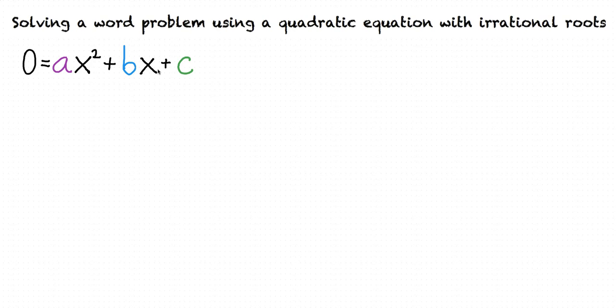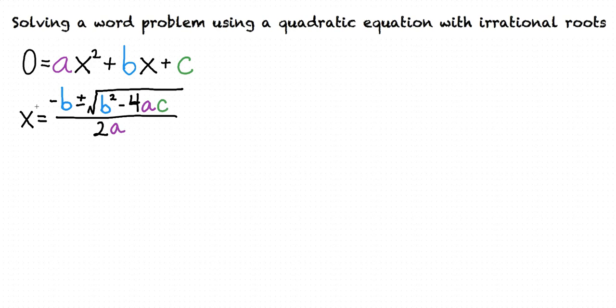The quadratic formula looks like this. x, or whatever our variable is, equals negative b plus or minus the square root of b squared minus 4ac, all over 2a, where a, b, and c in this formula are the same a, b, and c in our original equation. This formula can be very useful whenever we need to solve for the variable in a quadratic equation. Let's do an example.